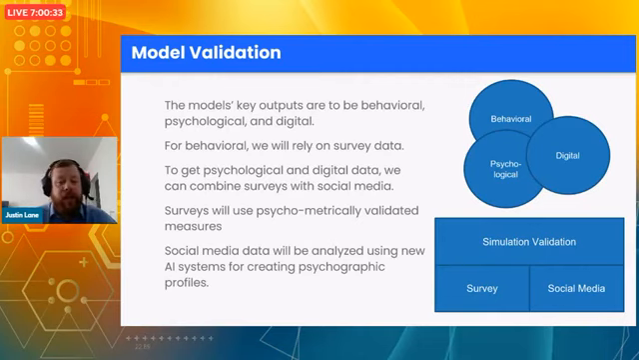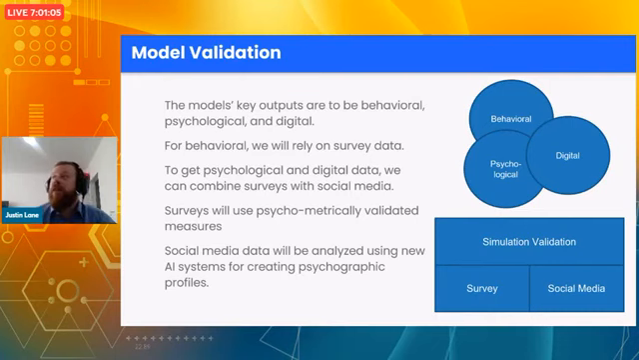For psychological data, we combined the survey with digital data, and we're able to connect the survey data with social media data by creating psychological profiles from the social media data. So the surveys, which use psychometrically validated measures, have the other side of the puzzle piece from what we're doing with social media analytics. And that can help to create a nice close hug between all three of these different bodies of literature and the different mechanisms, approaches, and data types that we were putting into this model.